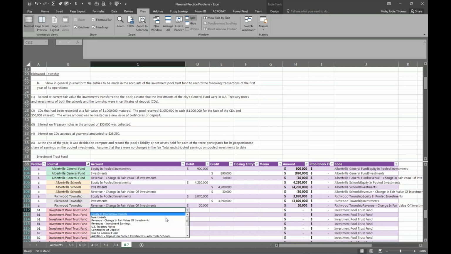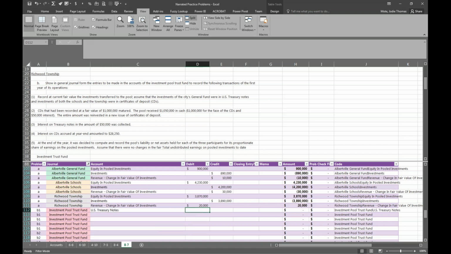So our first account here, we'll go ahead and do the U.S. Treasury notes. We'll do our debits. It says the Treasury notes part is what the general fund's investment went into. So that's $900,000. And certificates of deposit, we add these two together, since they said it's for the township and the city schools. The amount that went into CDs is $8.1 million.